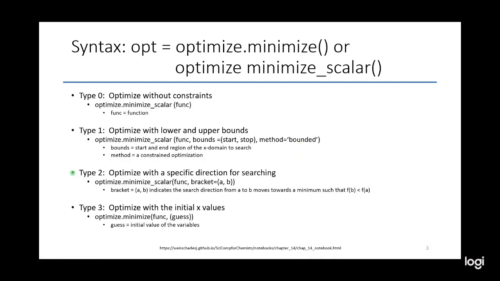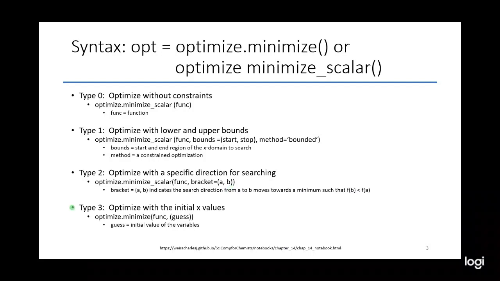If we need to guide the search direction between 2 points, we can use the bracket equals a, b argument with the optimize.minimize_scalar function. The bracket equals a comma b indicates that the search will proceed from a to b with an expectation that f of b is going to be smaller than f of a. So in other words, it just shows you in which direction the optimization is going to take place.